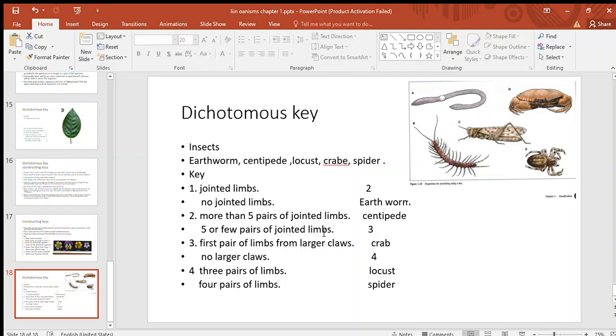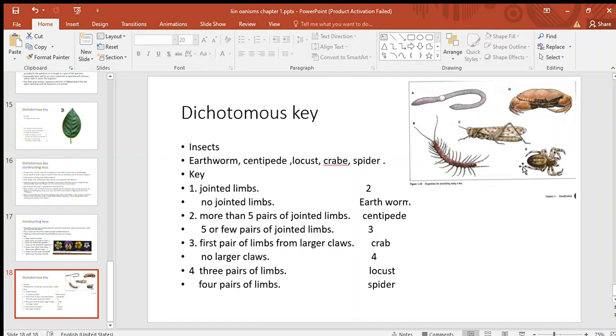5 or fewer pairs of jointed limbs. We have to move to option number 3. The first statement is first pair of limbs forms larger claws. So we see the larger claws only in the crab. It is the crab. Second alternative, no larger claws. Locust and spider have no larger claws. Now we move to option number 4.